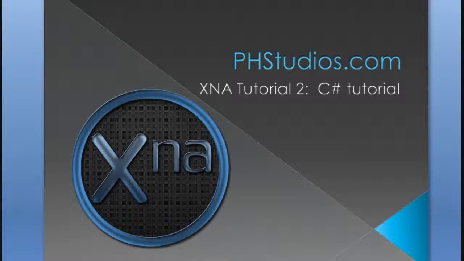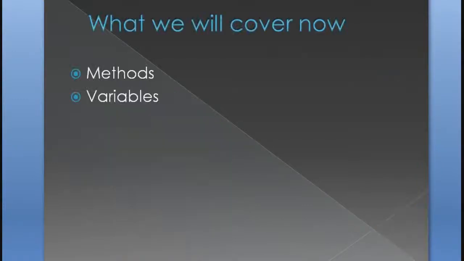What we're going to cover in this one is a brief overview in C#. We're going to do that for about 3 tutorials, and then we're going to go into XNA stuff. So right now we're just going to focus on C# for 3 tutorials and then go from there. In this tutorial we're going to cover methods and variables. I'm going to assume that you do not know any C#, so I'm going to cover everything about methods and variables for you.